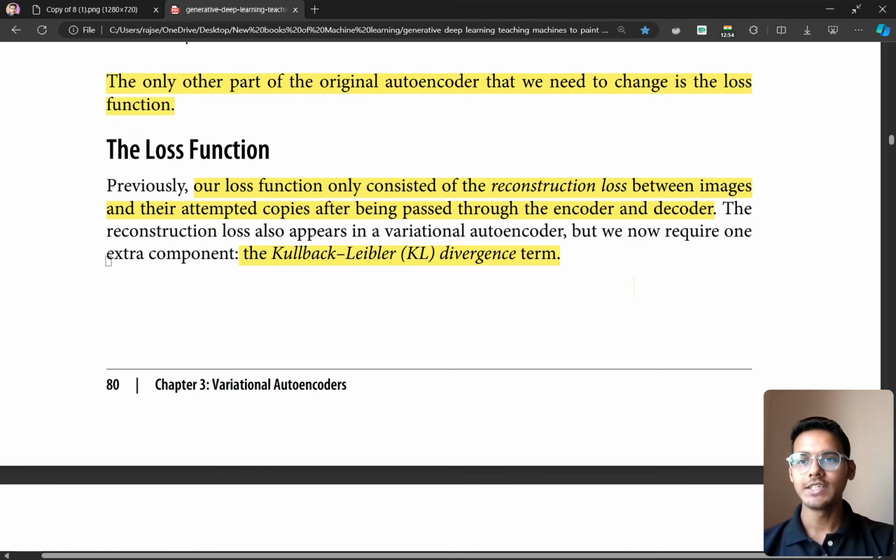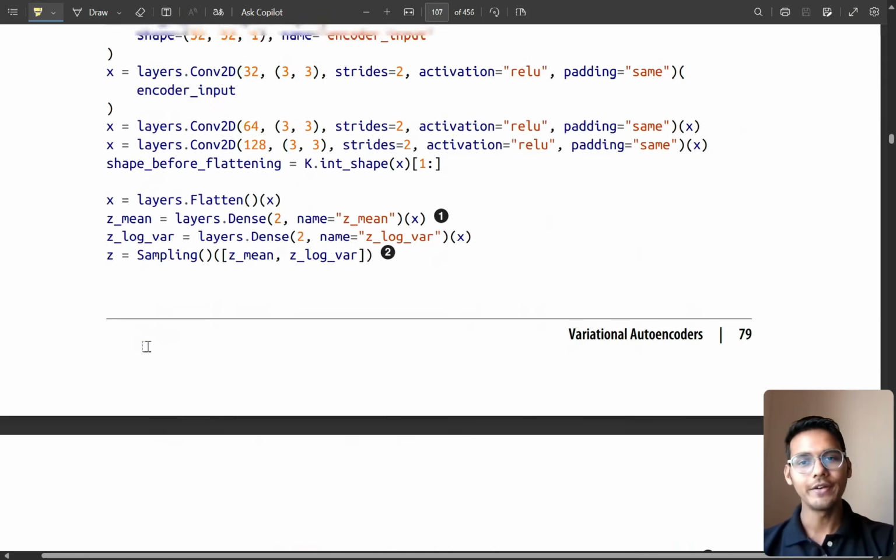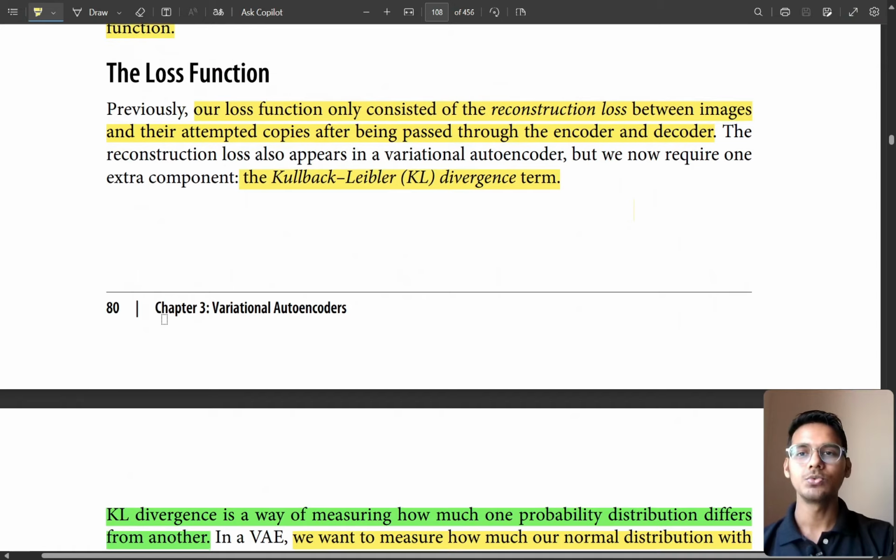So quickly, we are going to see the loss function. In the previous videos, we have seen how to build an encoder, so we understood the code. Go and watch if you haven't watched. But now let's go on to the loss function. What is the loss function? What does the loss function do? It gives you the difference between the actual output and the predicted output, and this difference is determined by the loss function. Our loss function so far only consists of reconstruction loss between images and their attempted copies.